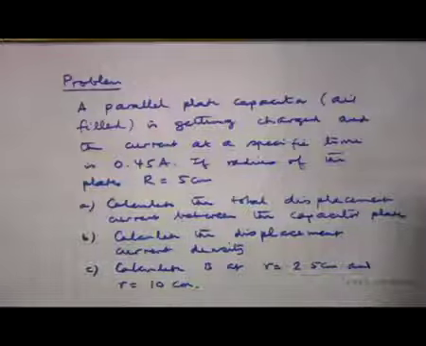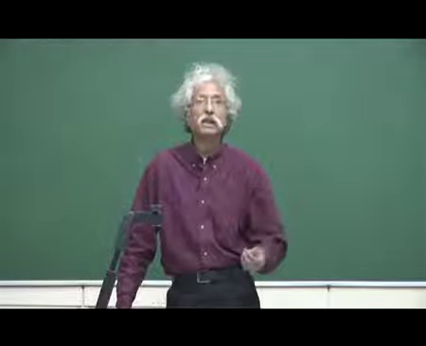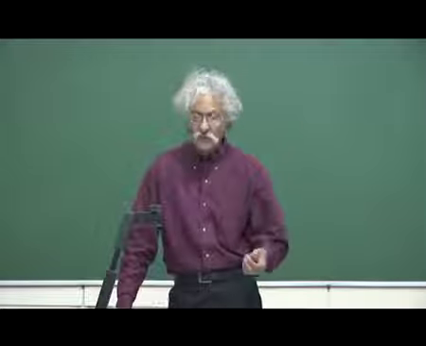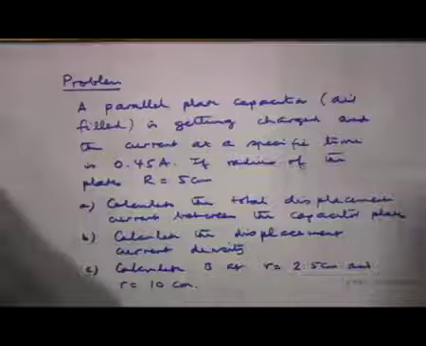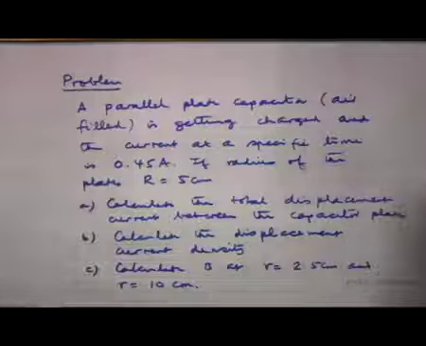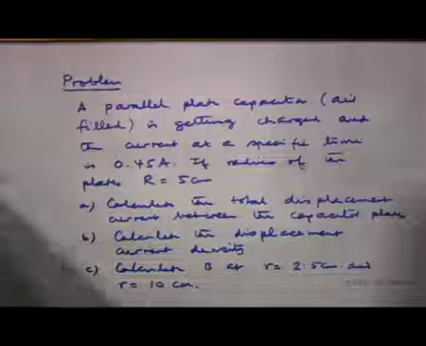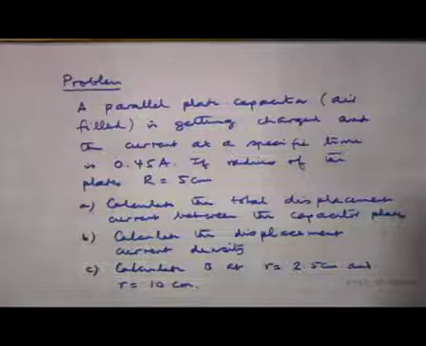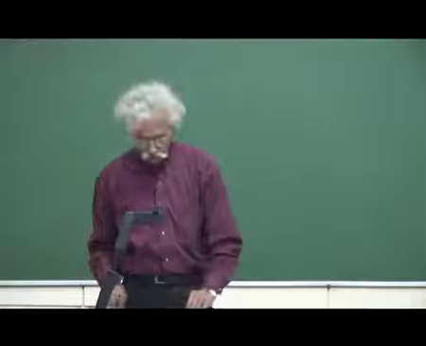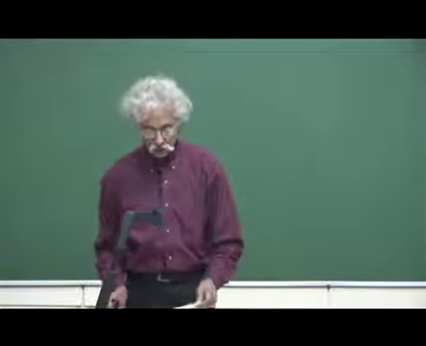A parallel plate capacitor which is air filled is getting charged, and at any given instant of time the current is about 0.45 amperes and the radius of the capacitor plates is given. So, please calculate the total displacement current passing through the plates, the displacement current density, and calculate the magnetic field at a distance 2.5 centimeters from the axis and at a distance of 10 centimeters from the axis.